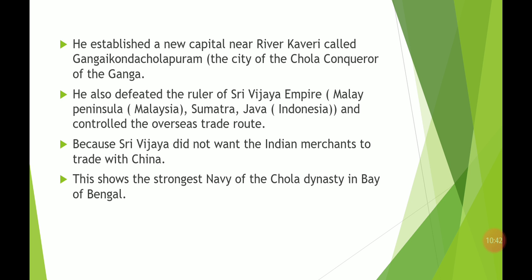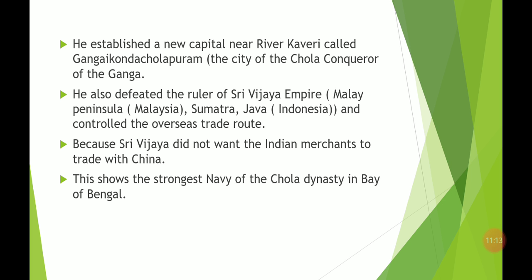Also, how did they do that? It is because Malaysia and Indonesia were across the Bay of Bengal. It was only because of the help of the navy. The naval force of Rajendra Chola, or the Chola dynasty, was so strong that he was able to conquer all those areas. So this was the reason.